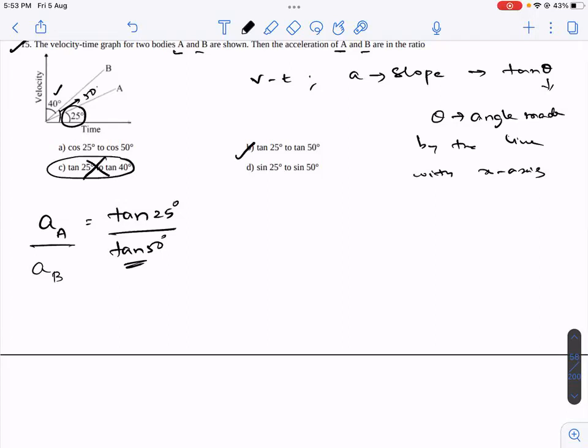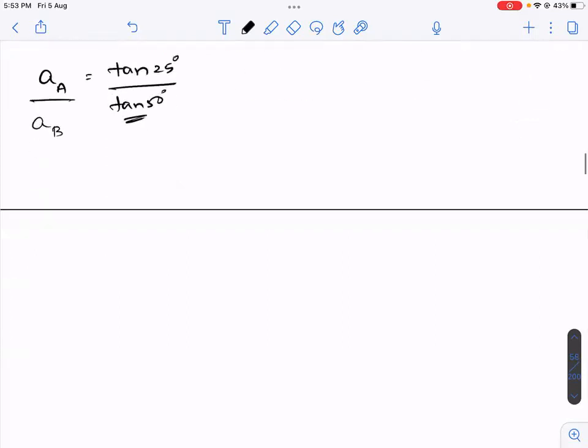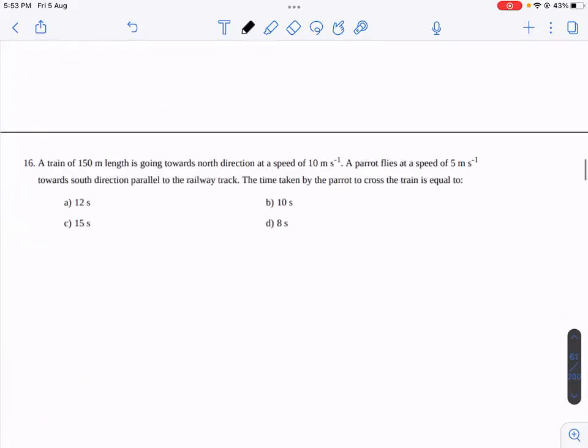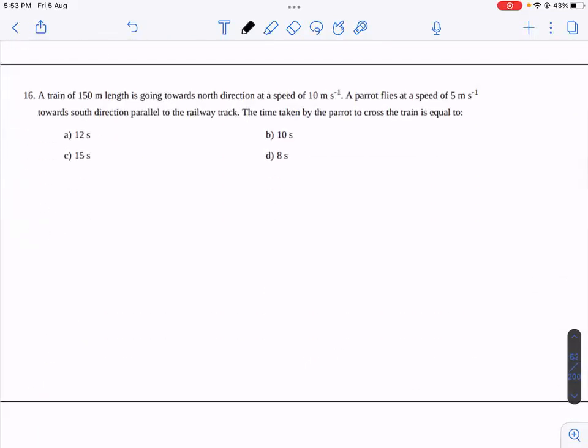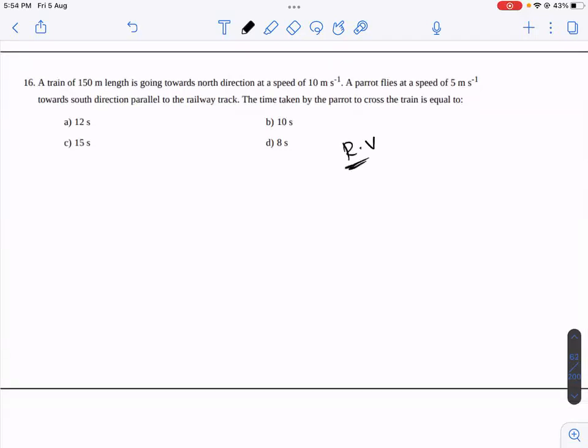Why should you not choose tan 40? Because that 40 is made with respect to the y-axis. Is it clear? Yes, sir. Good. So this is based on relative velocity, which I'll explain in the next class.